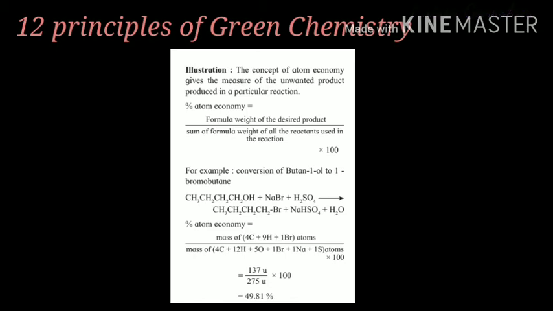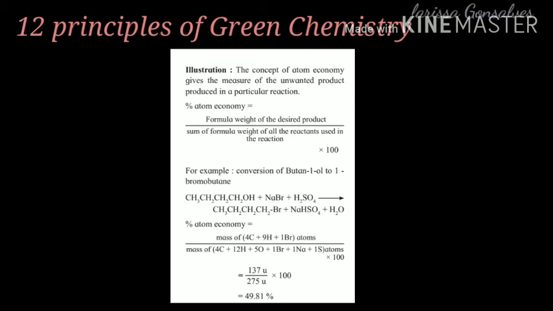Hence we have 4 carbon atoms, 9 hydrogen atoms and 1 bromine atom divided by the mass of formula weights of all the reactants in the reaction. So here we have mass of 4 carbon, 12 hydrogen, 5 oxygen, 1 bromine, 1 sodium and 1 sulfur atom, and then we will multiply this by 100.